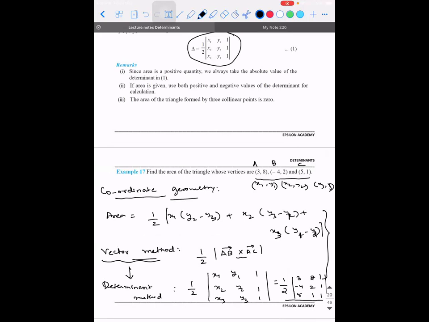So that's what they have told again, same story. Since area is a positive quantity, we always take the absolute value of the determinant. If area is given, use both positive and negative values of the determinant for calculation. The area of the triangle formed by the three collinear points is 0. So what are they meaning by the second point?